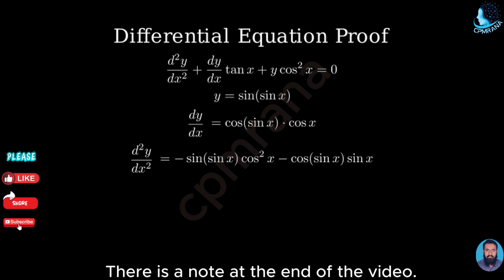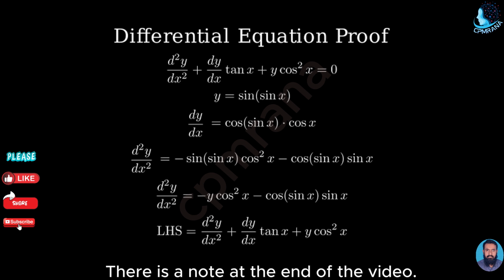Notice that sine of sine x is actually y, so we can substitute that in. This gives us negative y cosine squared x minus cosine of sine x. Now let's look at the full expression we need to prove equals 0. We need to add dy dx times tan x plus y cosine squared x.